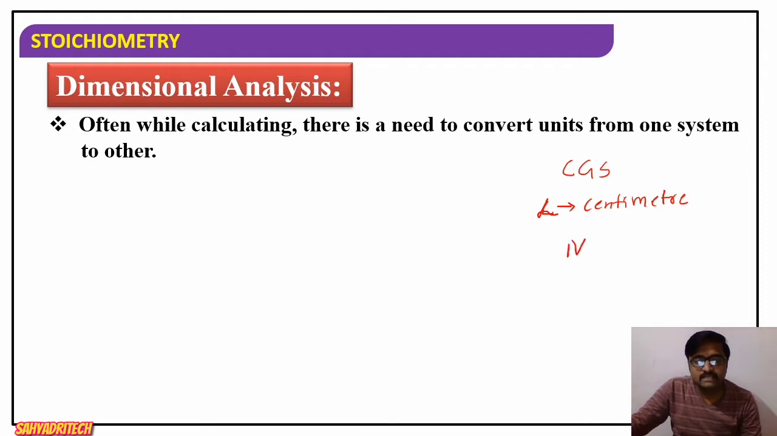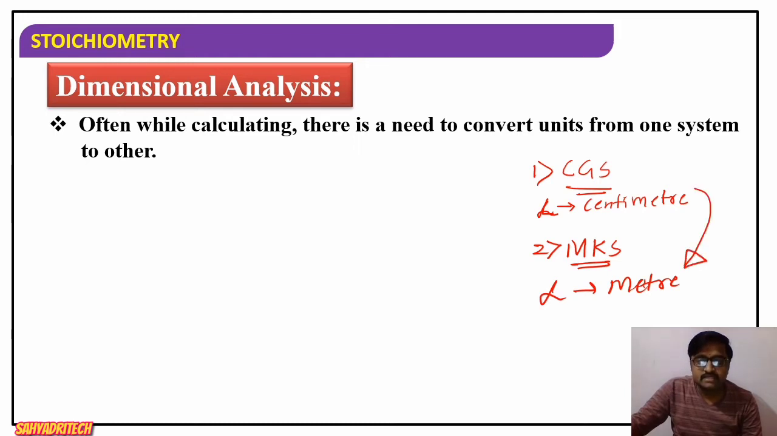If I consider the MKS system, which is one more system of measurement, here length is expressed in terms of meter. So if I want to convert a unit from the CGS system to the MKS system, or else the SI system, the International System of Measurements, we have to follow certain rules for conversion of units from one system to another. Often while calculating, there is a need to convert units from one system to another system.